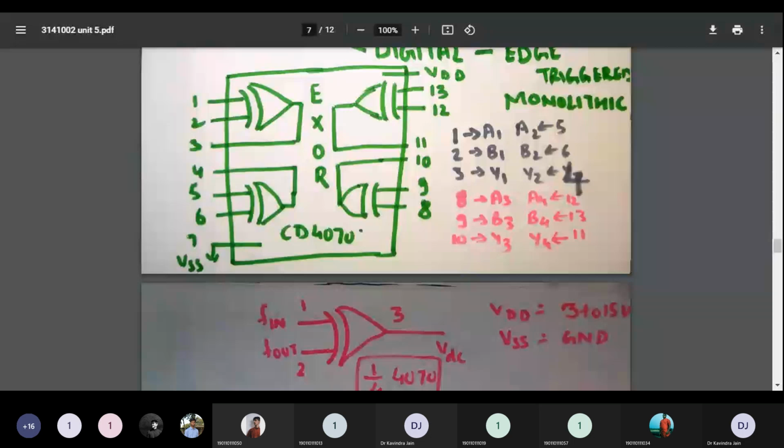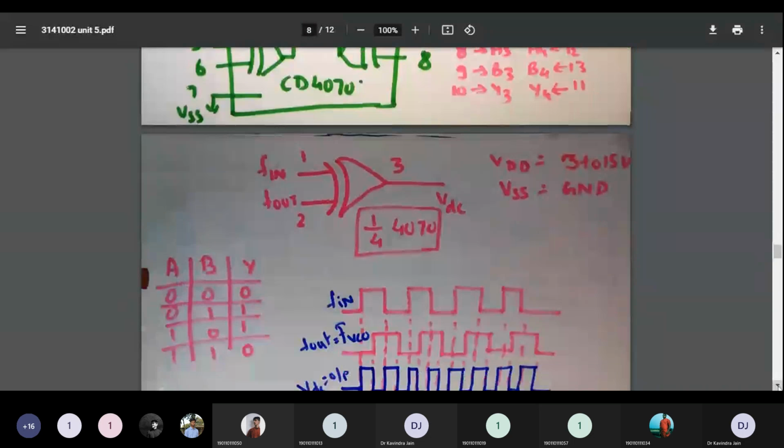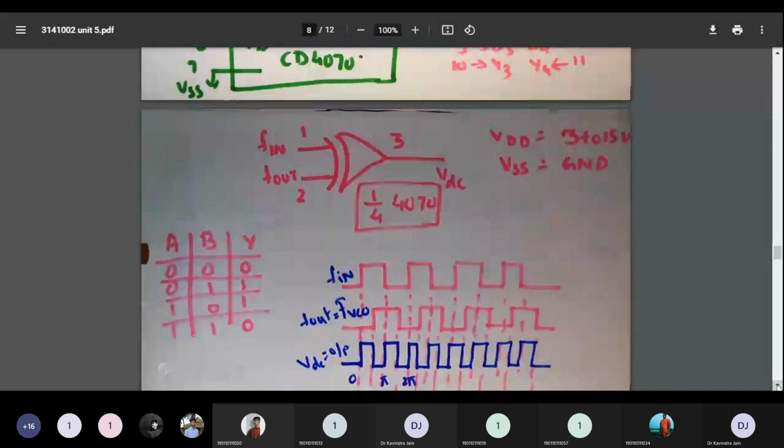I hope you are able to understand this XOR gate symbol and its representation because you have already read it in semester 2, semester 3. So I'm proceeding further. This is the symbol of XOR gate. So we consider F in as our input for pin number 1 and F out as input of pin number 2. So this is our VDC.